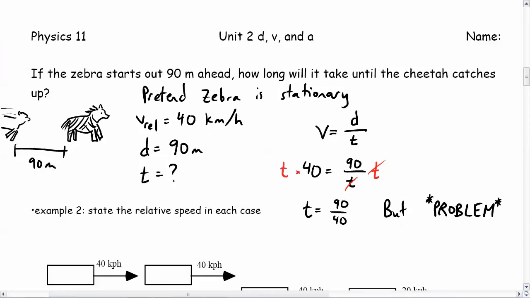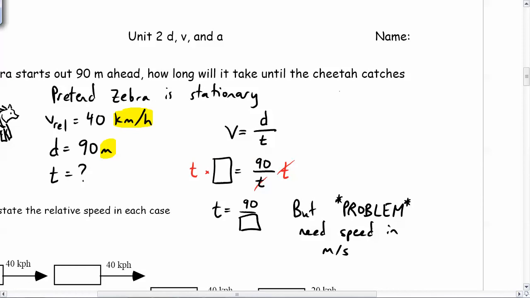I've got to make sure I've got the right units. This one is kilometers per hour. This one's meters. That's not good. They have to have the same standard units. So I need the speed to be in meters per second. So I'm going to take away, let's see, this 40 here. I need this one in meters per second, not kilometers per hour. Okay, so always look out for the units.